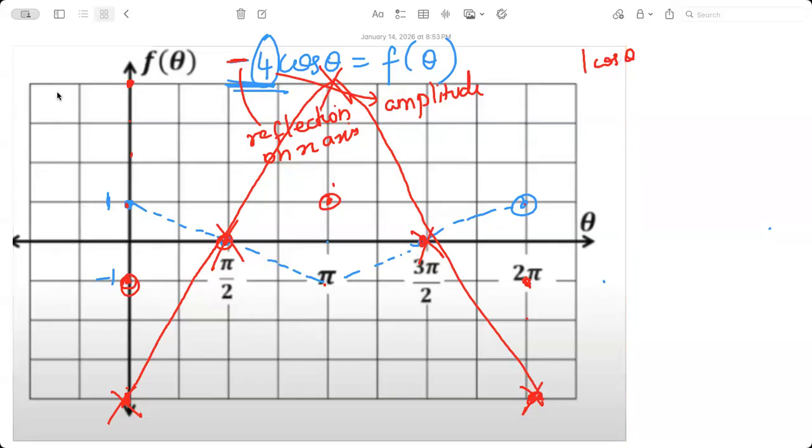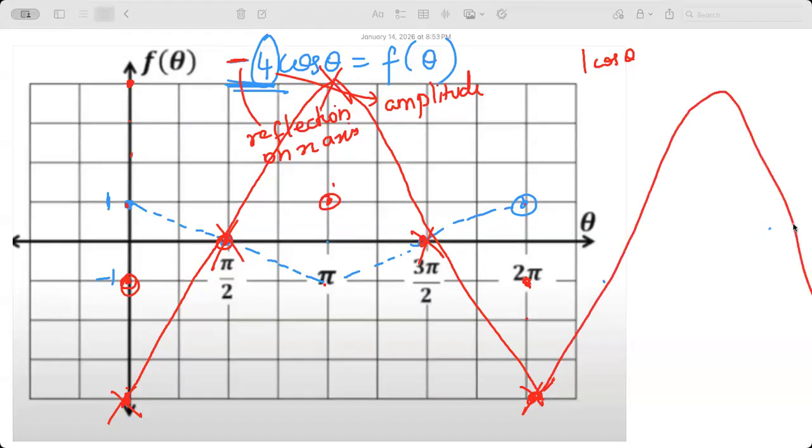See, the thing is, after this, the cycle repeats. Again, it is at minimum, goes up and comes down again. So you don't need to show the second cycle.